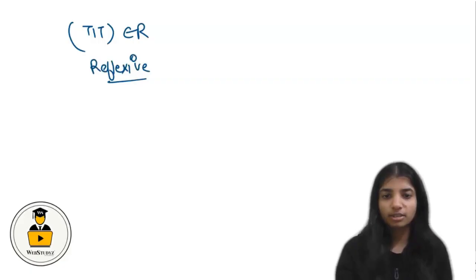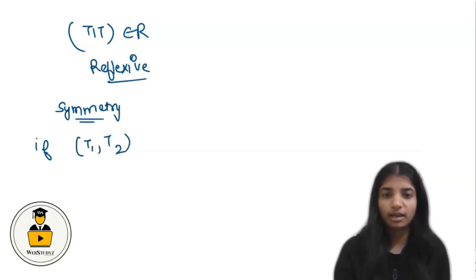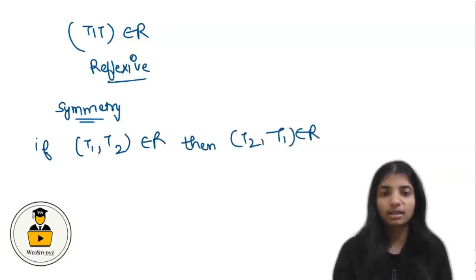Now we have to check the symmetry of this relation. The condition for symmetry is that, let's say we have two triangles, if (T1, T2) belongs to R, then (T2, T1) must belong to R. Then we can say that the relation is symmetric.